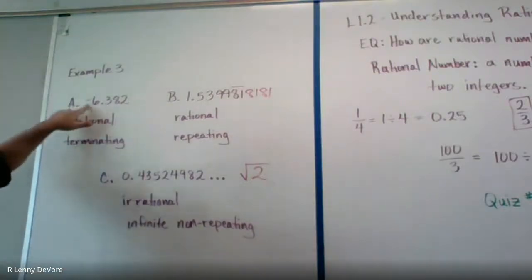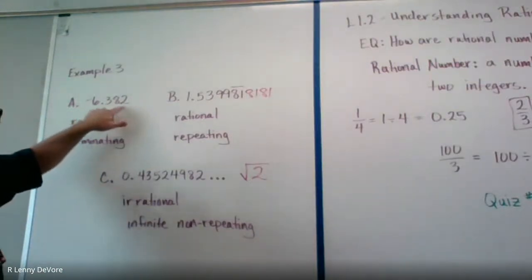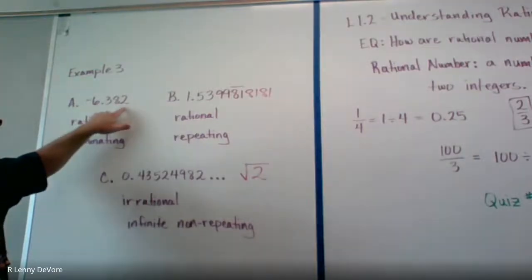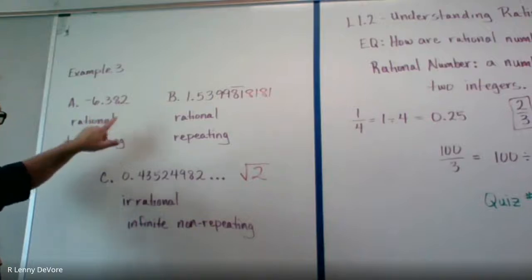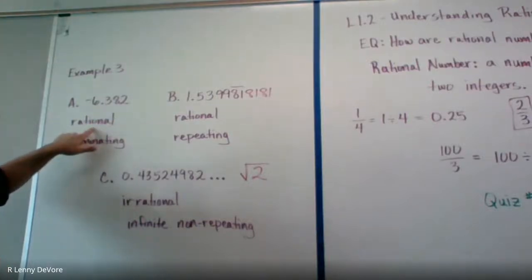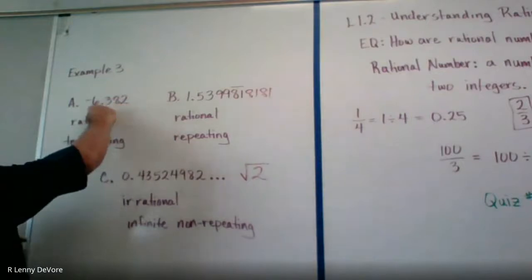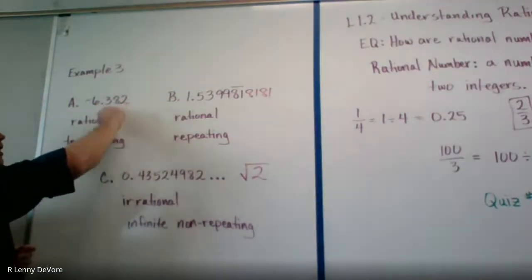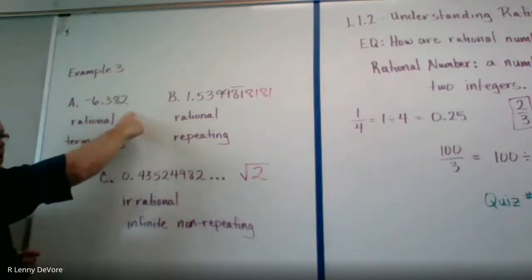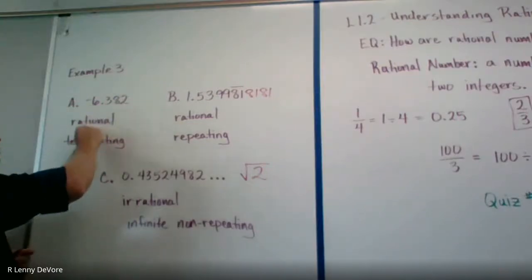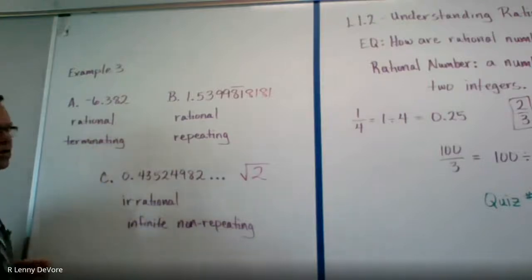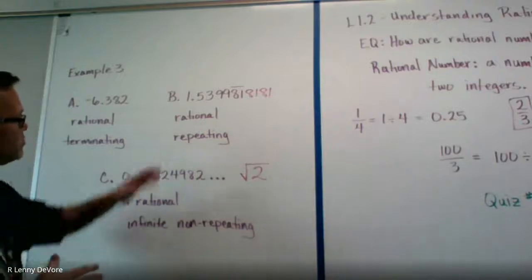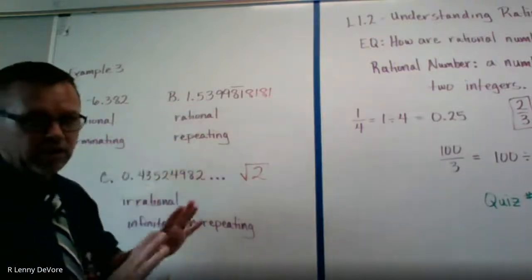So in other words, if we have negative 6.382, a negative 6 and 382 thousandths, then this is a rational number. The reason it's rational is that it is terminating. It's not repeating, and it's not infinite. It's terminating, so even negative numbers can be rational. It ends. It's exact. Then B said, we have this one. Now, I'm not going to try to even say this one.